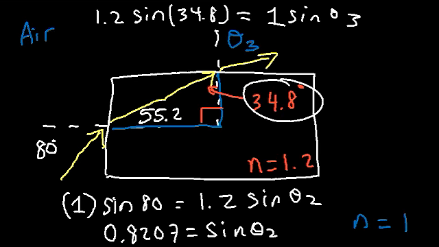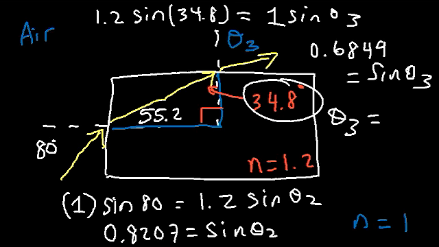3. So 1.2 times sine 34.8 is going to be about 0.6849, and that's equal to sine theta 3. So theta 3 is the inverse sine of 0.6849. And so the final answer for this problem should be about 43.2 degrees. So that's the angle at which light is going to emerge out of this material and on the other side.